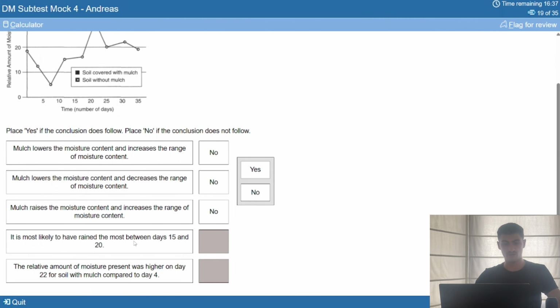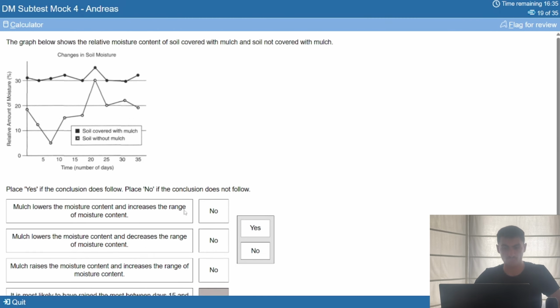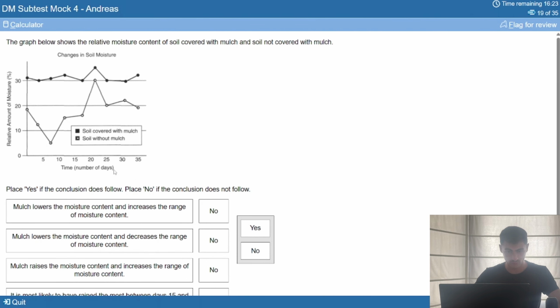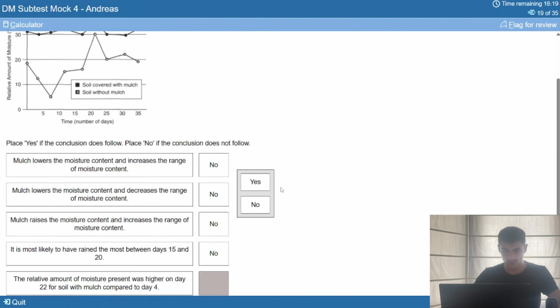It is more likely to have rain than rain. Does it say anything about rain? No, so I'm gonna click no quickly. The relative amount of moisture present was higher on day 22 for soil with mulch compared to day 4. I mean, it's obviously with that you can see that that's a yes. Okay, so I have a long text here.